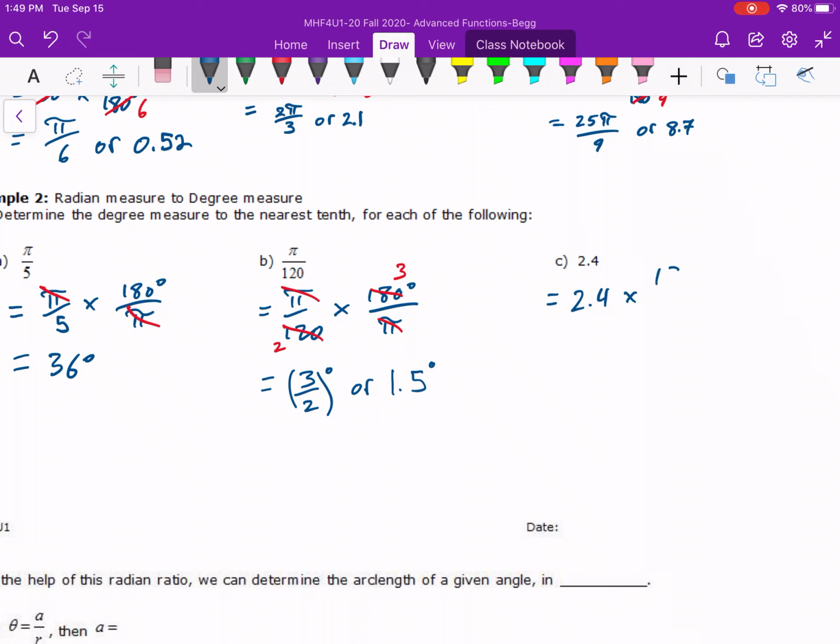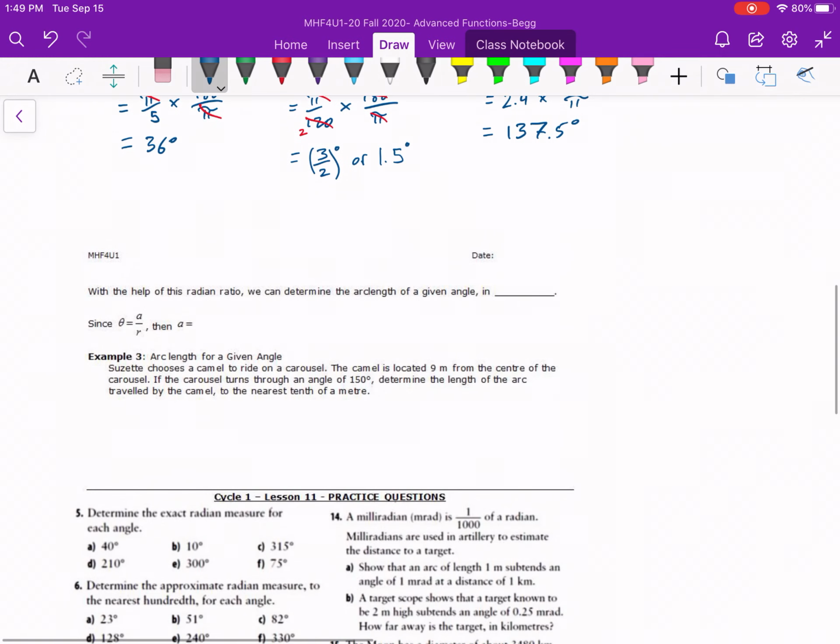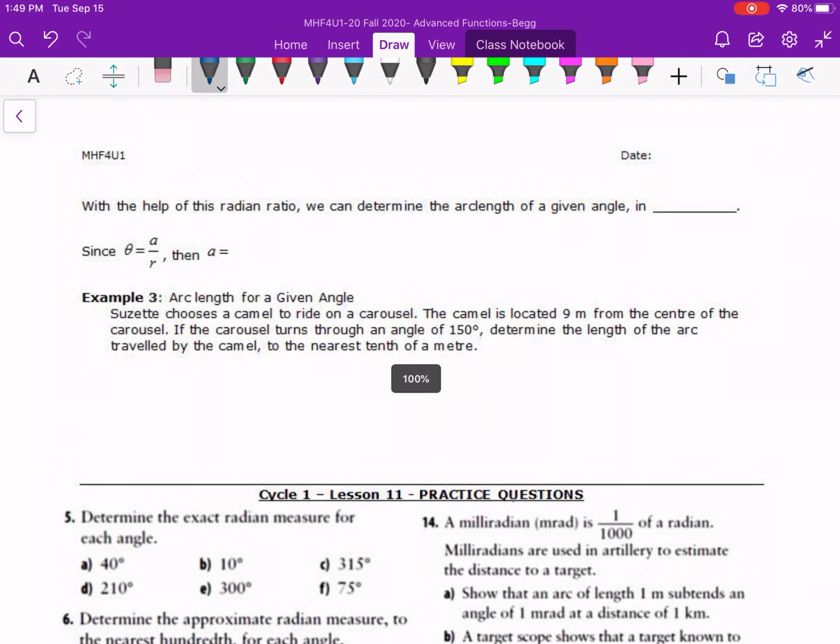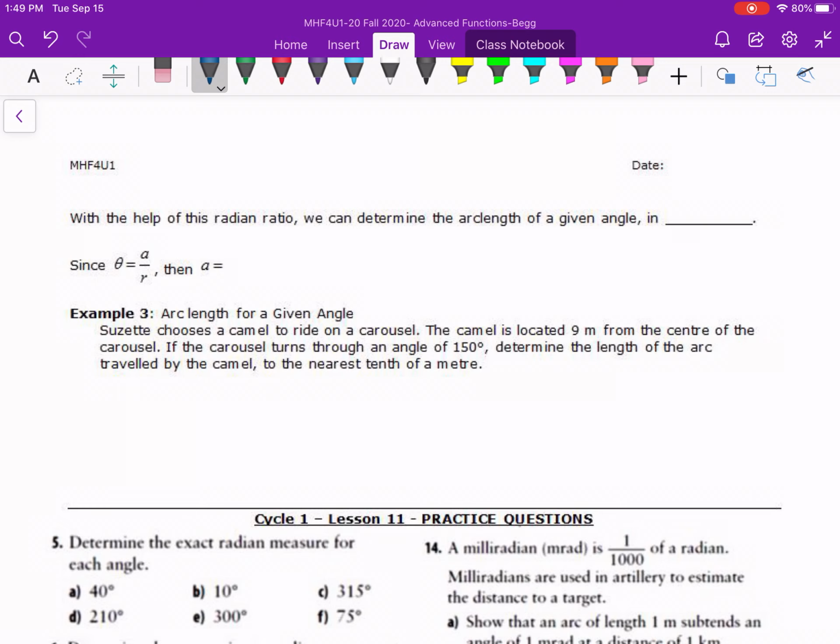2.4 times 180 over pi. In this case, I'd probably just type it all in my calculator at once rather than trying to reduce the fraction, since I've got fractions and decimals combined. It works out to 137.5 degrees. So we can convert either way, just like we can convert any distance or length either way.